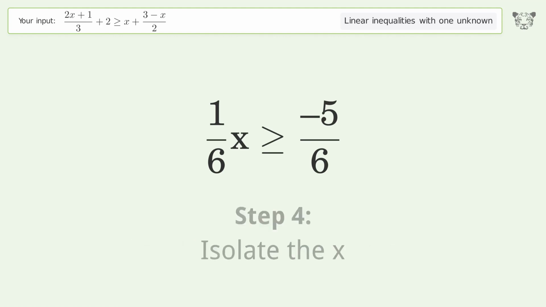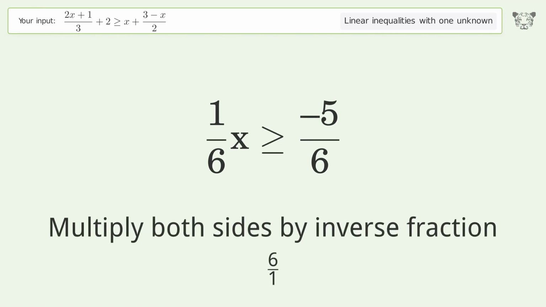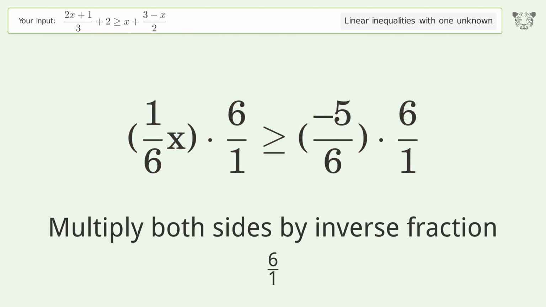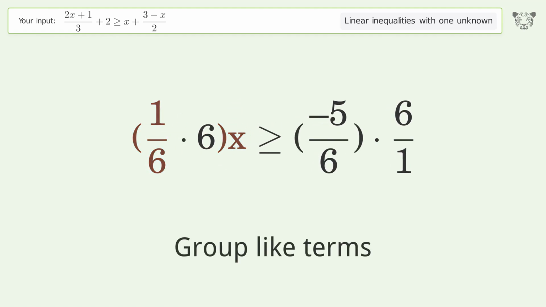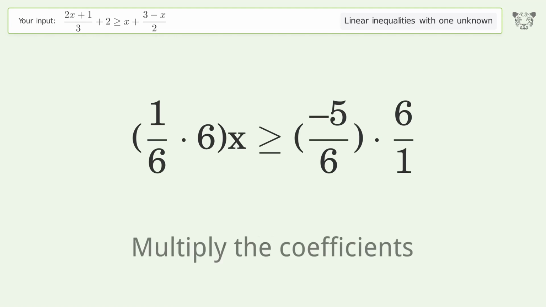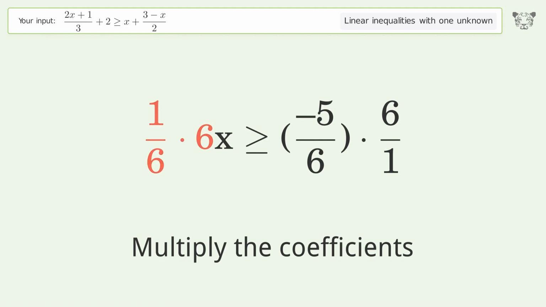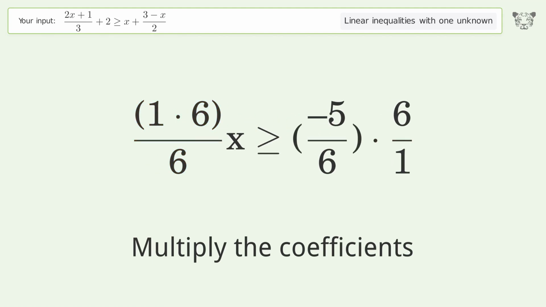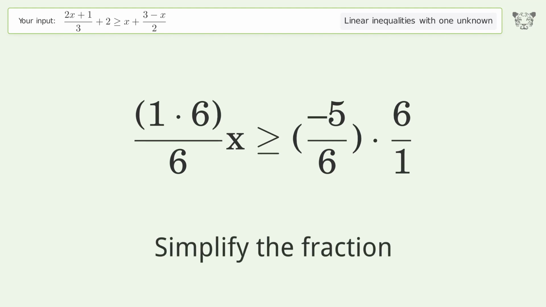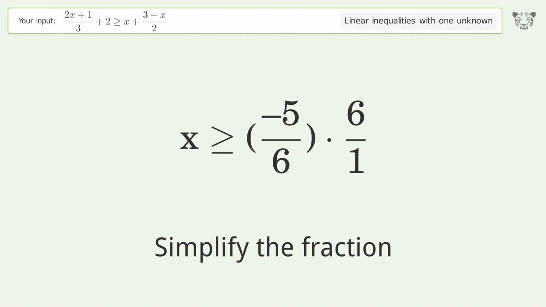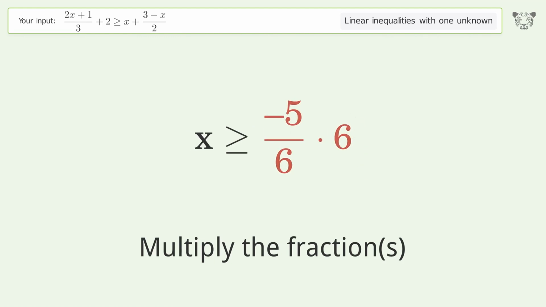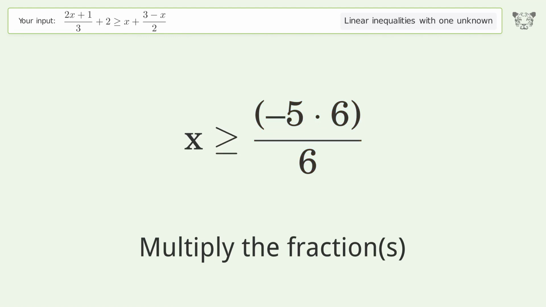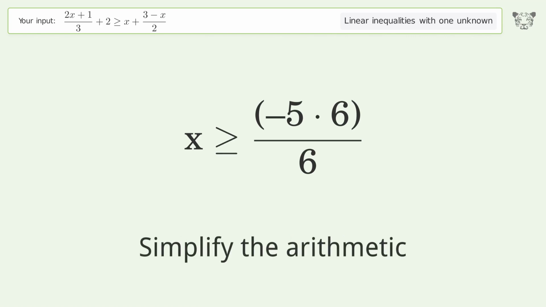Isolate the x. Multiply both sides by inverse fraction 6 over 1. Group like terms. Multiply the coefficients. Simplify the fraction. Multiply the fractions. Simplify the arithmetic.